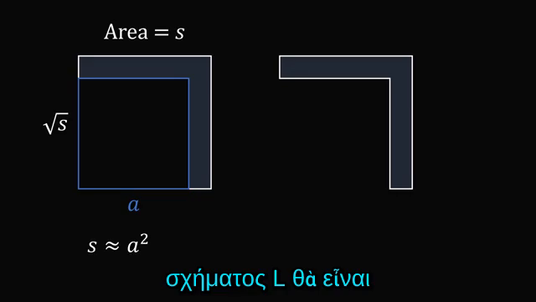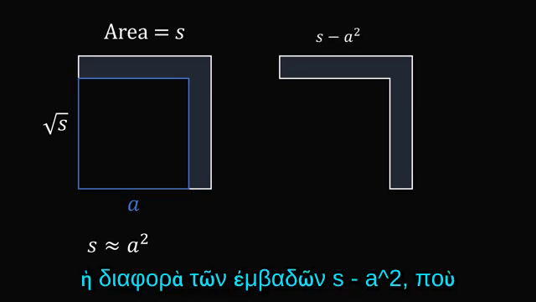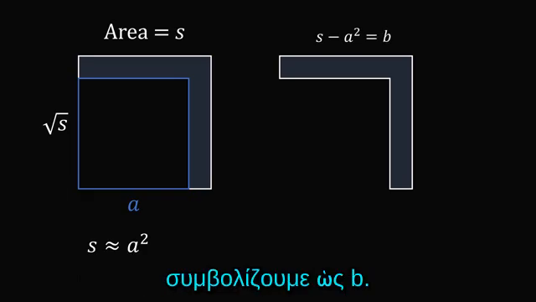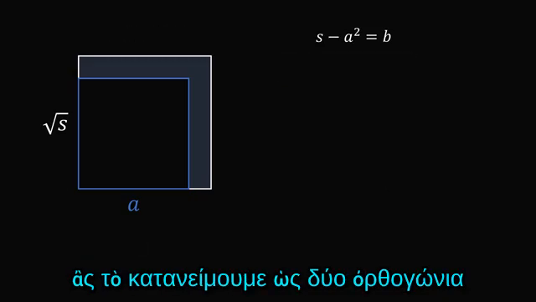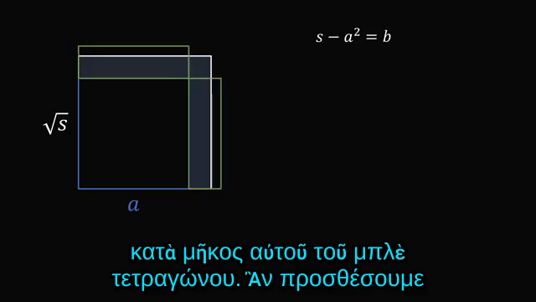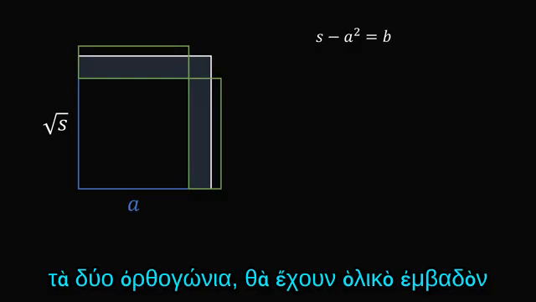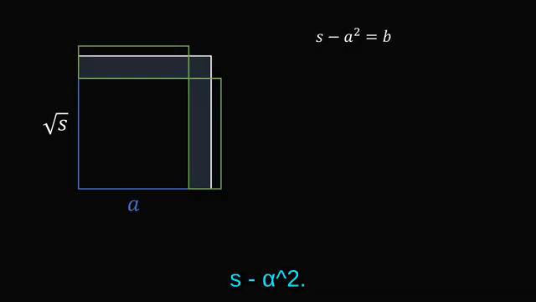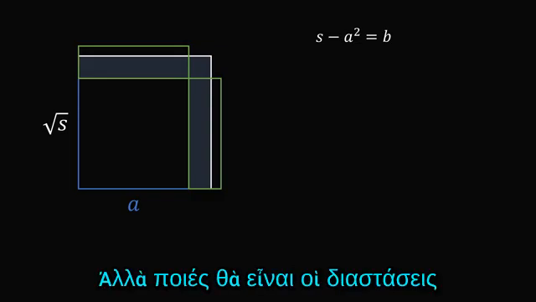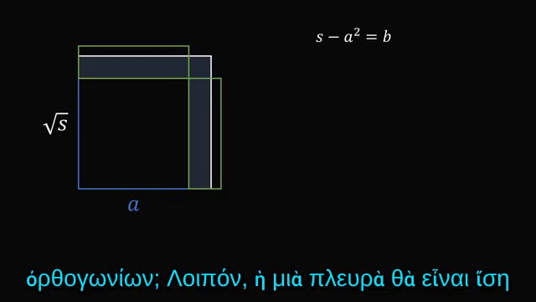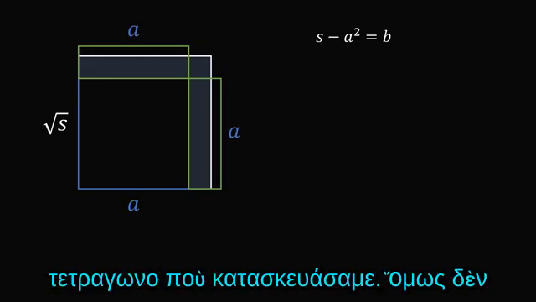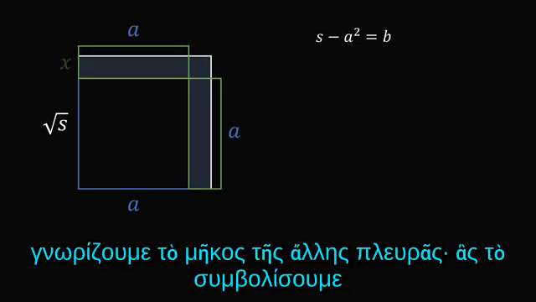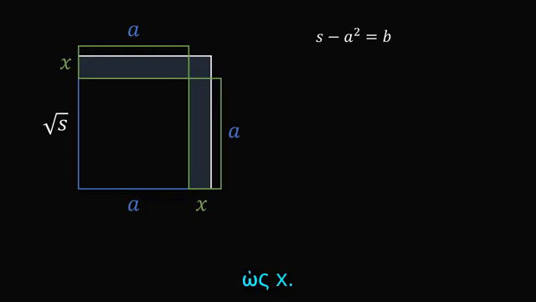The area of this L-shaped figure will be the difference of areas s minus a squared, which we will denote as b. Let's now imagine taking this area and distributing it as 2 rectangles alongside this blue square. So let's add 2 rectangles that'll have a total area of s minus a squared. But what would be the dimensions of these rectangles? Well, one side will be equal to a because that corresponds to this square we've constructed. But we don't know the other side length. Let's denote that as x.